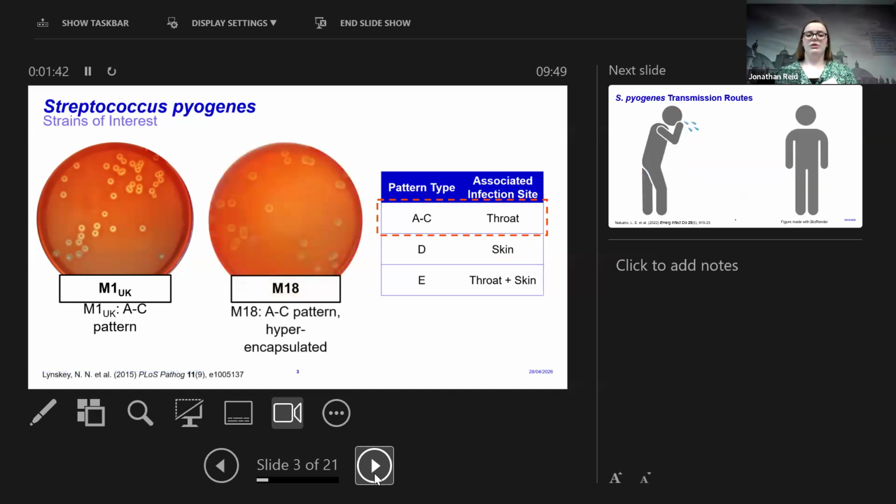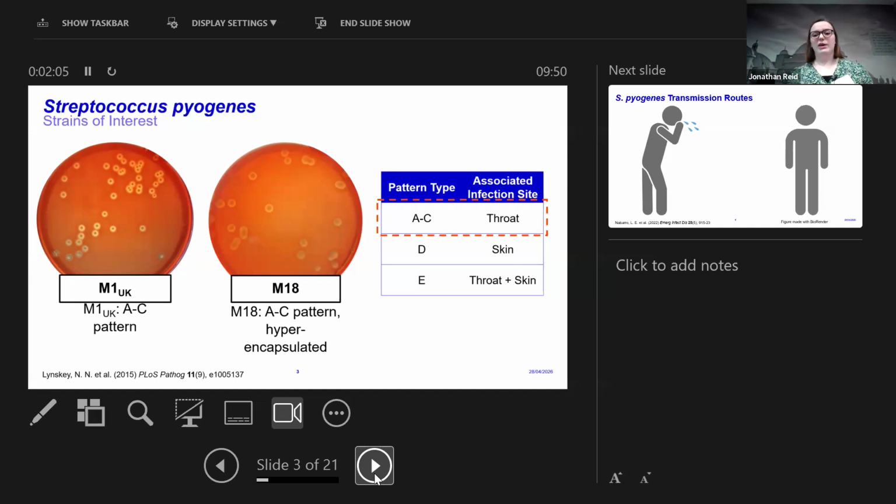However, I've also been working on a strain known as M18, which is still this A3C pattern, so still associated with throat infections. But the key difference between the two strains is that M18 overproduces its hyaluronic acid capsule, which means it looks far bigger when grown in culture, and it's also far more mucoid. And we think about these when they're transmitted.